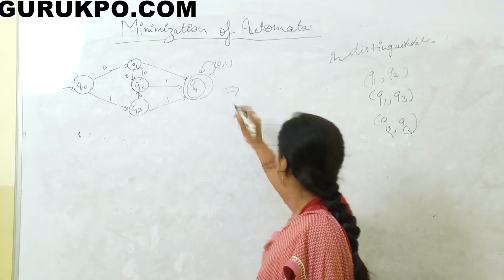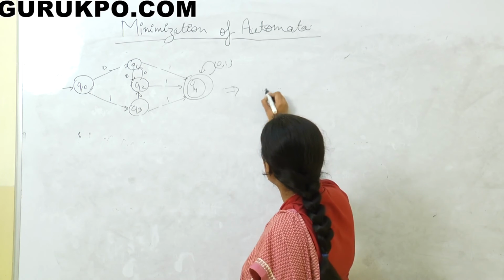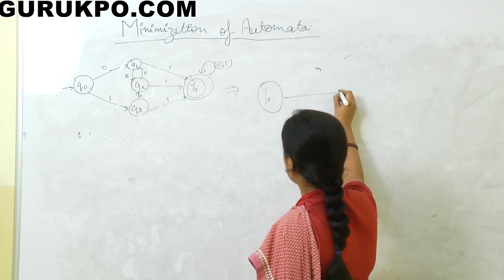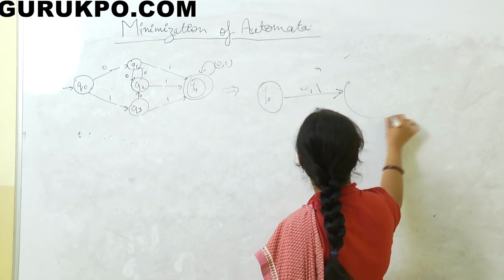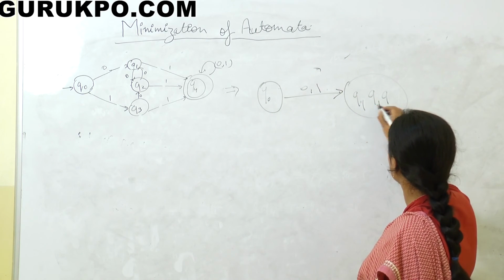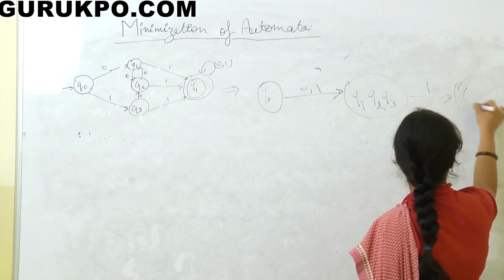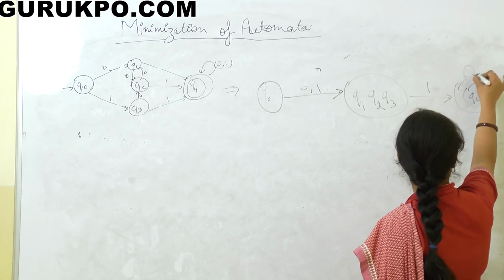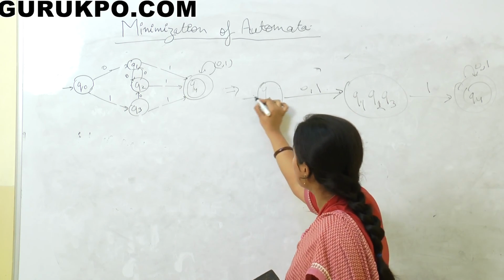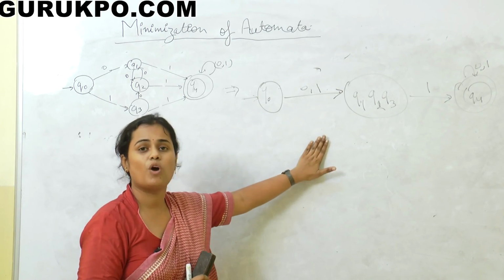Then how will our diagram look? After that, our diagram will look like this. At Q0, I am giving input 0, 1, I am reaching the state Q1, Q2, Q3, and after giving 1, I am reaching the final state Q4, which is 0, 1. This big diagram is simplified into a small DFA.